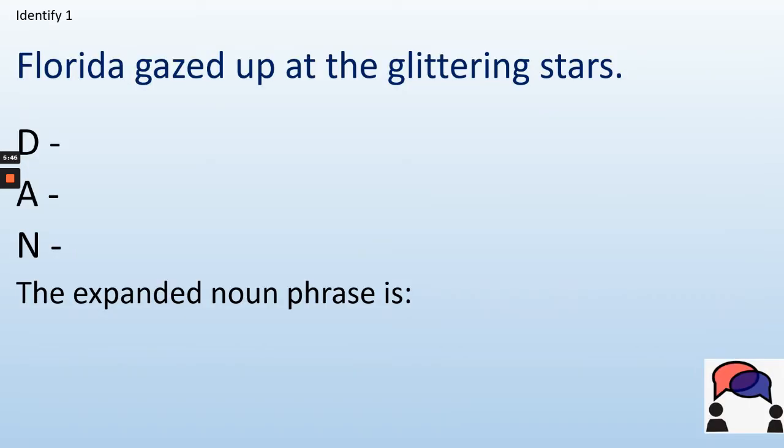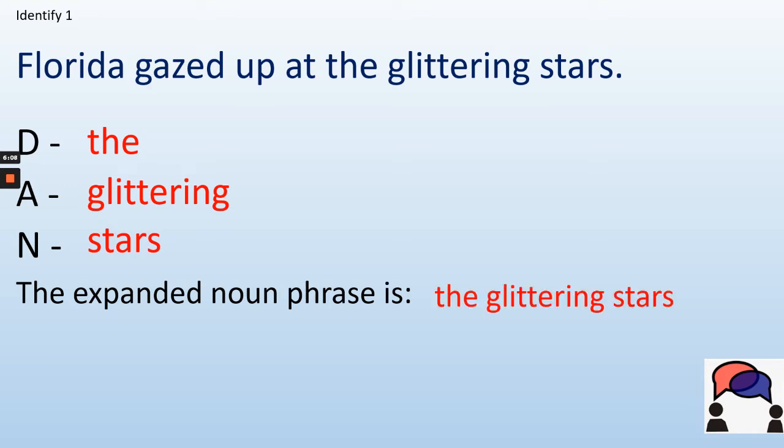So, Florida gazed up at the glittering stars. We need to know what the determiner, adjective, and noun is in that sentence to make our expanded noun phrase. So determiner is the, adjective is glittering, noun is stars. The expanded noun phrase is the glittering stars. So we can see clearly determiner, adjective, noun.